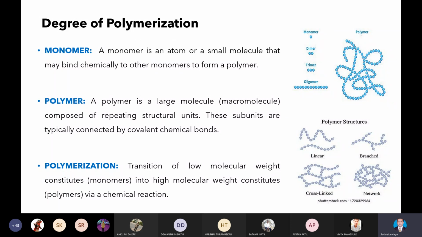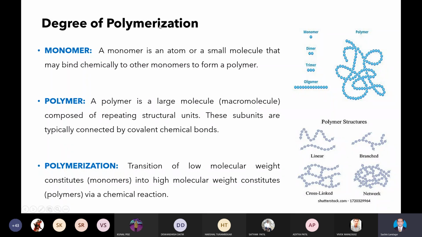Now, I think you have studied a little bit regarding the degree of polymerization in 12th, as well as in organic chemistry. Or you might have heard this term, degree of polymerization, or its short form, DP. That DP is nothing but the degree of polymerization.